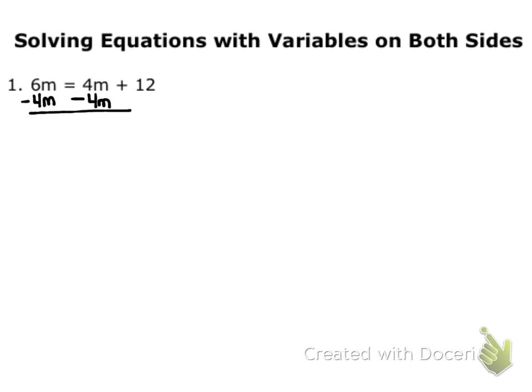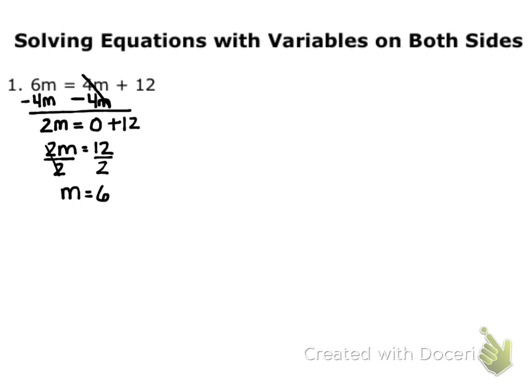On the left I have 6m minus 4m, which is 2m. On the right, 4m minus 4m is 0 plus 12. So essentially my equation now is 2m equals 12. And this should look very familiar. To get m by itself, you divide both sides by 2, and you get an answer of m equals 6.